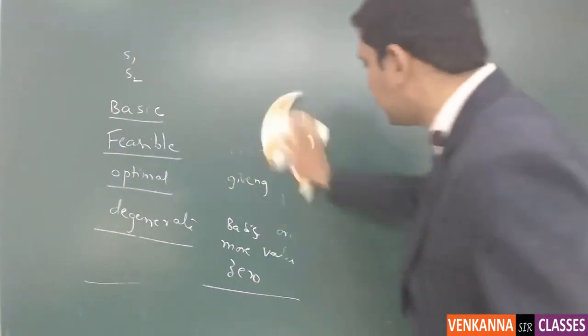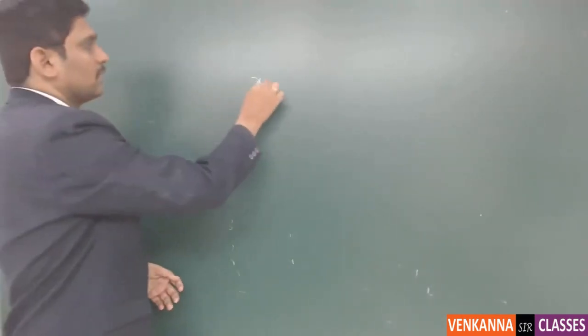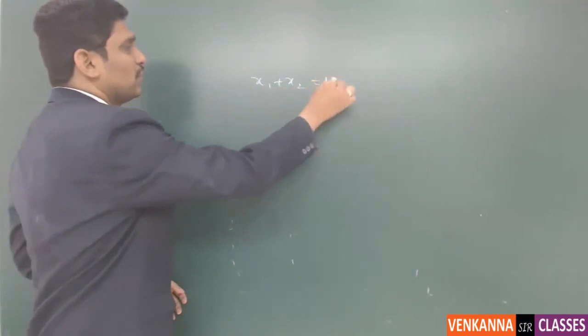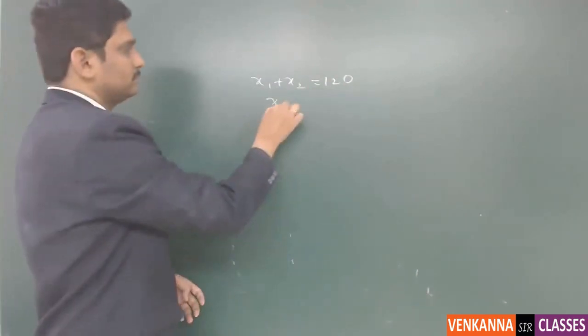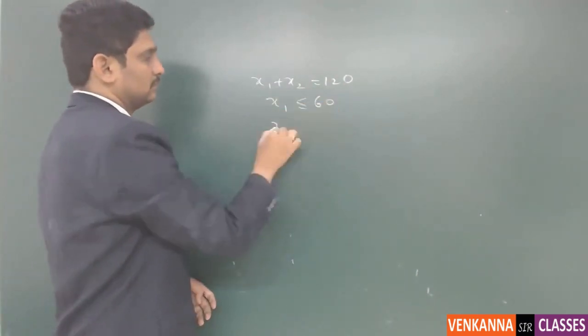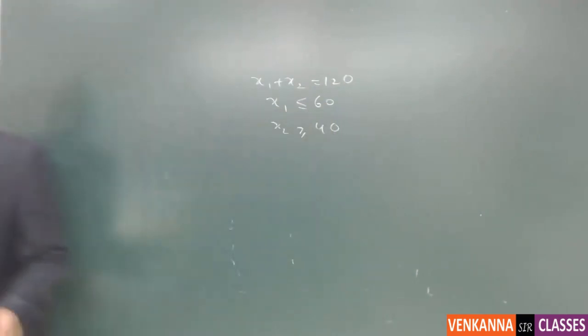So as per the question you have asked, you have mentioned that x1 plus x2 is equal to 120, x1 less than or equal to 60 and x2 greater than or equal to 40. The question is how to solve it with the two-phase method, right?